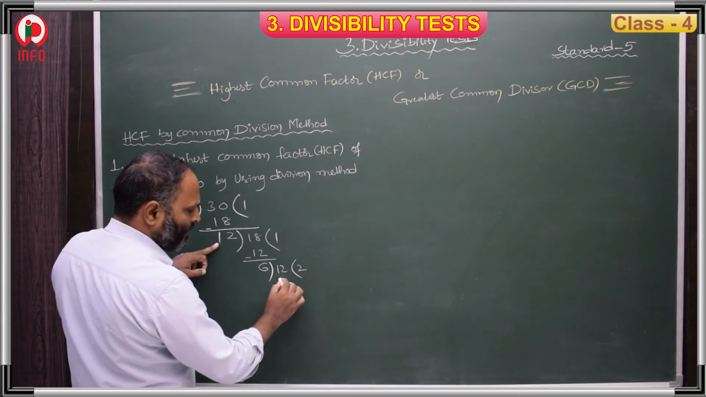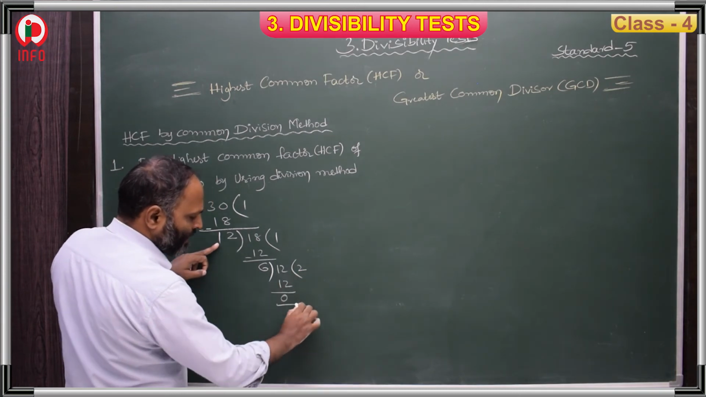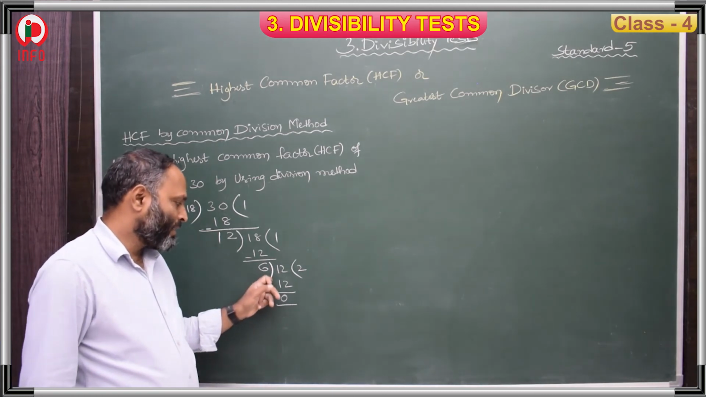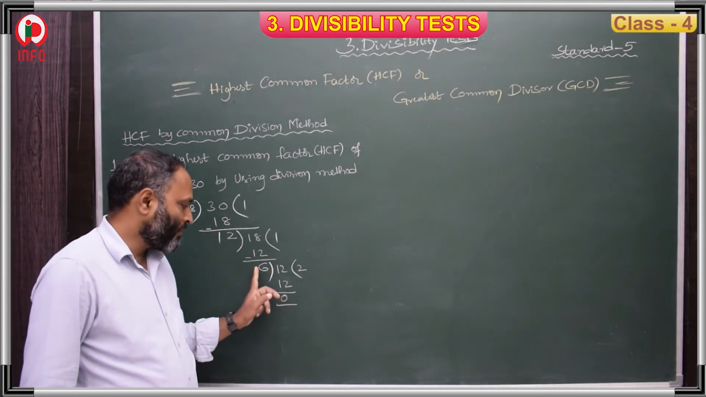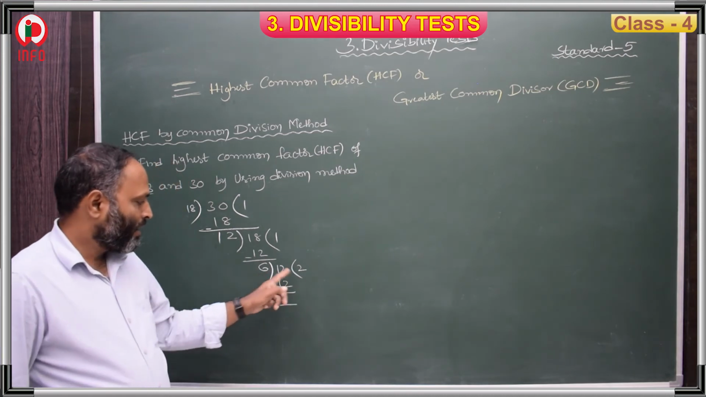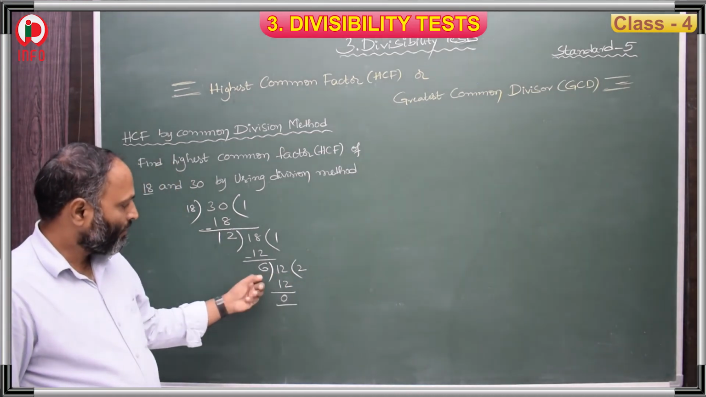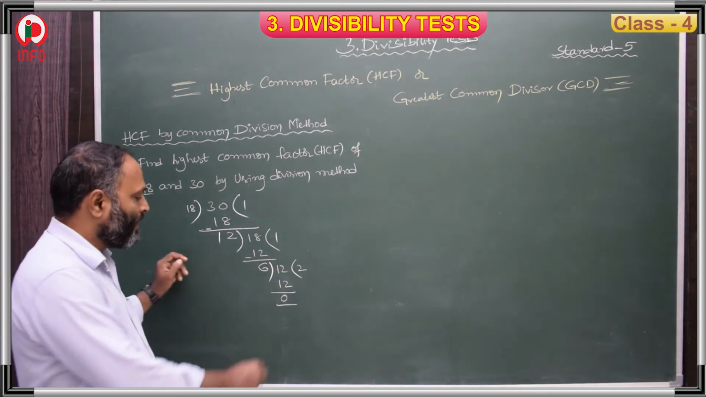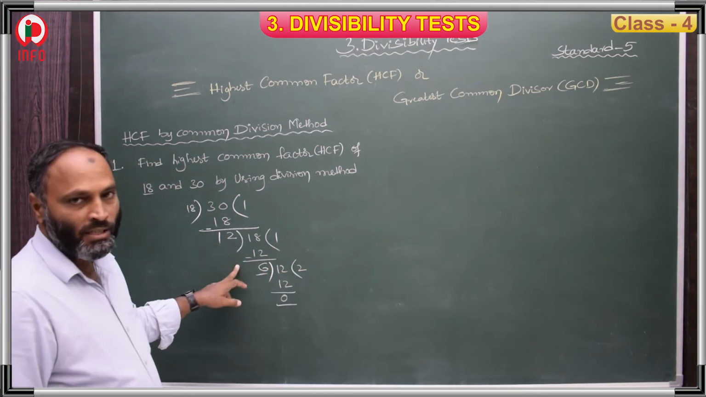6 twos are 12. Here we will get 0 answer. When we divide with 6, the answer is 0. It means whatever number divides the quotient, so then we get the remainder 0. That divisor is the HCF.